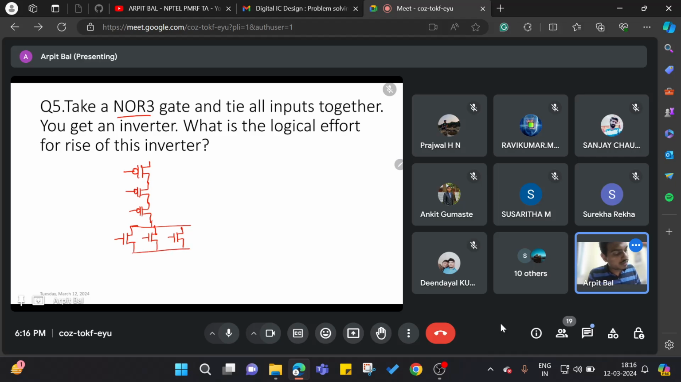Okay, and what is mentioned? And tie all inputs together. Okay, so I'm tying all the inputs together. What is the logical effort for rise of this inverter? Okay, so can someone tell me if this is actually an inverter? If yes, can someone just try to prove it?